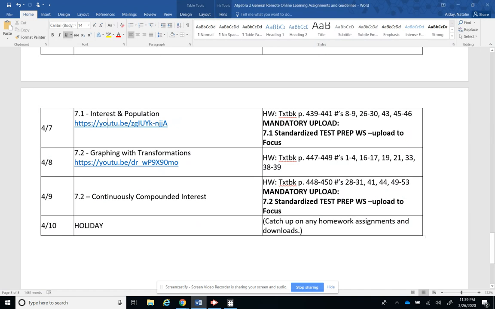To our pacing guide where it says 4-9. So today is April the 9th, and this was our 9th lesson. There's your homework. Homework page 448 to 450, problem numbers 28 through 31, 41, 44, 49 through 53. You have your mandatory upload where you're going to do the standardized test prep worksheet and you're going to upload it onto Focus. So tomorrow, you can just play catch up. You have any homework assignments you need to catch up on, you have any downloads you need to catch up on, go ahead and get that done.